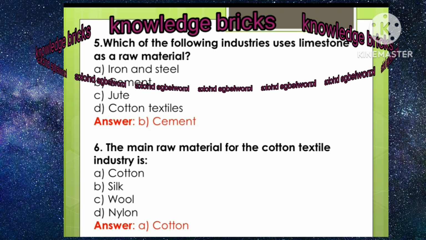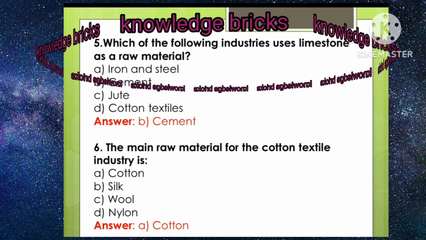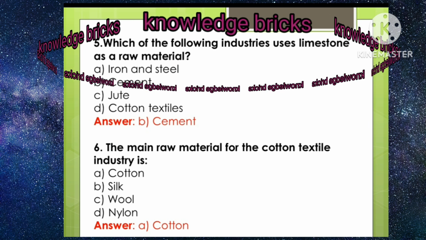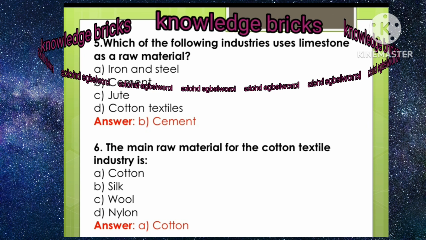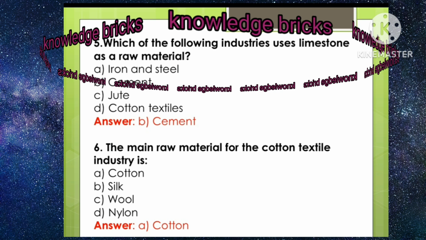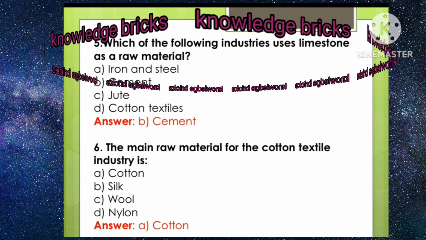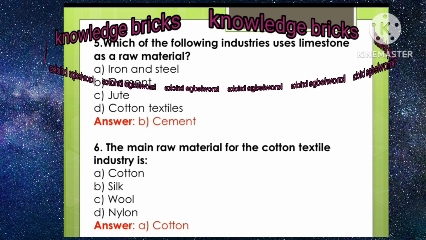Which one of the following industries uses limestone as a raw material? A. Iron and steel. B. Cement. C. Jute. D. Cotton textile. Answer B. Cement. Sixth question. The main raw material for the cotton textile industry is A. Cotton. B. Silk. C. Wool. D. Nylon. Answer A. Cotton.